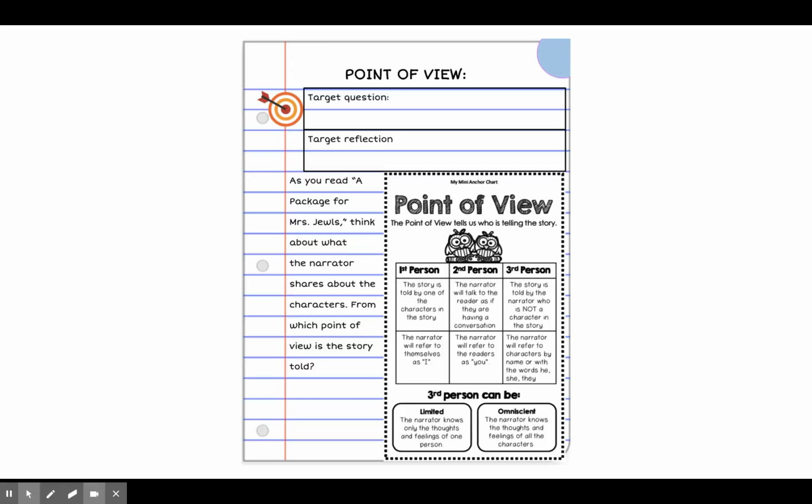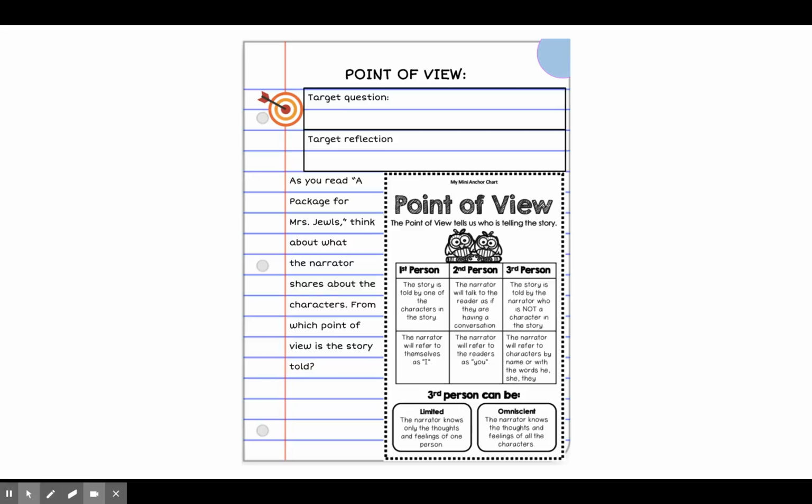Second person is kind of rare. Second person comes up when you are actually a character in the story, and it comes up mostly in stories that are choose your own adventure. So that one's very, very rare. And so we're not going to really talk about that one because we won't run into that in our textbook this year. Then there's third person.